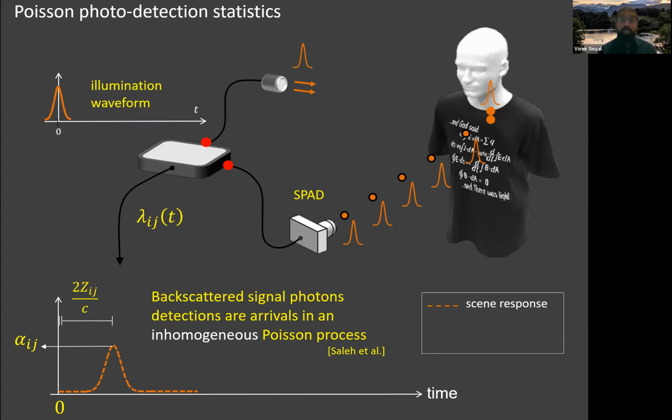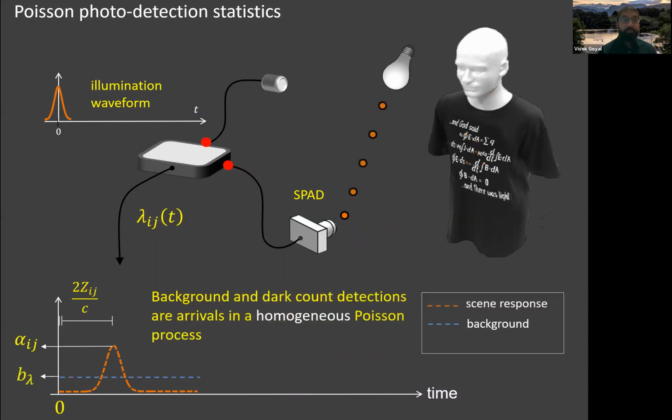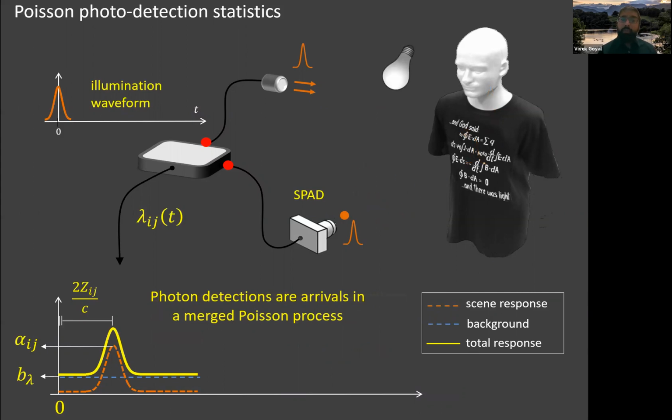From the quantum nature of light detection, what we're actually seeing is an inhomogeneous Poisson process. The rate function of the Poisson process, in the absence of background, is a scaled and time-shifted version of the illumination waveform. It has a time shift depending on depth Zij and amplitude alpha ij of the patch ij. The contribution from background light and dark counts is a homogeneous Poisson process. So we have a merger of these Poisson processes, adding together the background and the response from the scene.